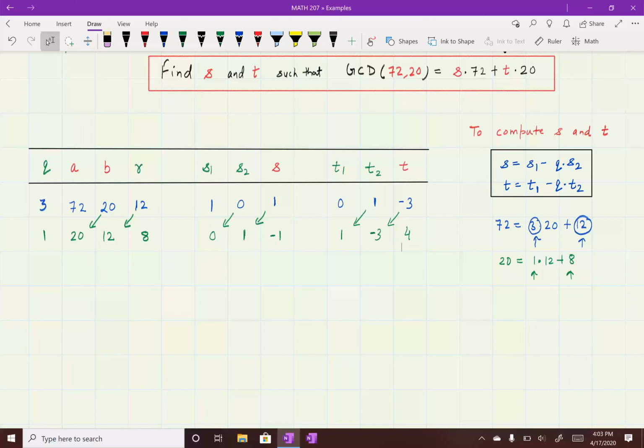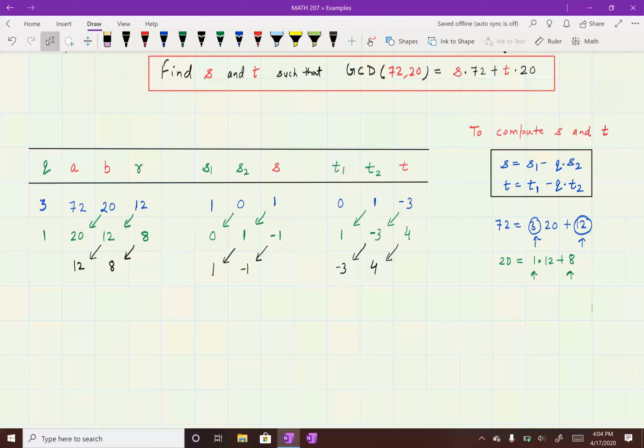So this way we complete the second row of this table. Now again we repeat our process. So we shift the column. After shifting the column, the new value of a is 12, the new value of b is 8, the new value of s1 is going to be 1, the new value of s2 is going to be minus 1, the new value of t1 is going to be minus 3, and the new value of t2 is going to be equal to 4.